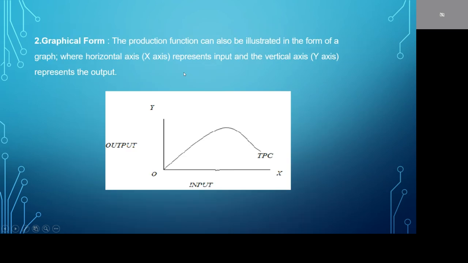Next slide. Graphical form. Suppose production function is expressed in the form of a graph, it comes under graphical form. Whereas input is represented on the x-axis and output is expressed on the y-axis. This is the total product curve. This is the graphical form of production function.